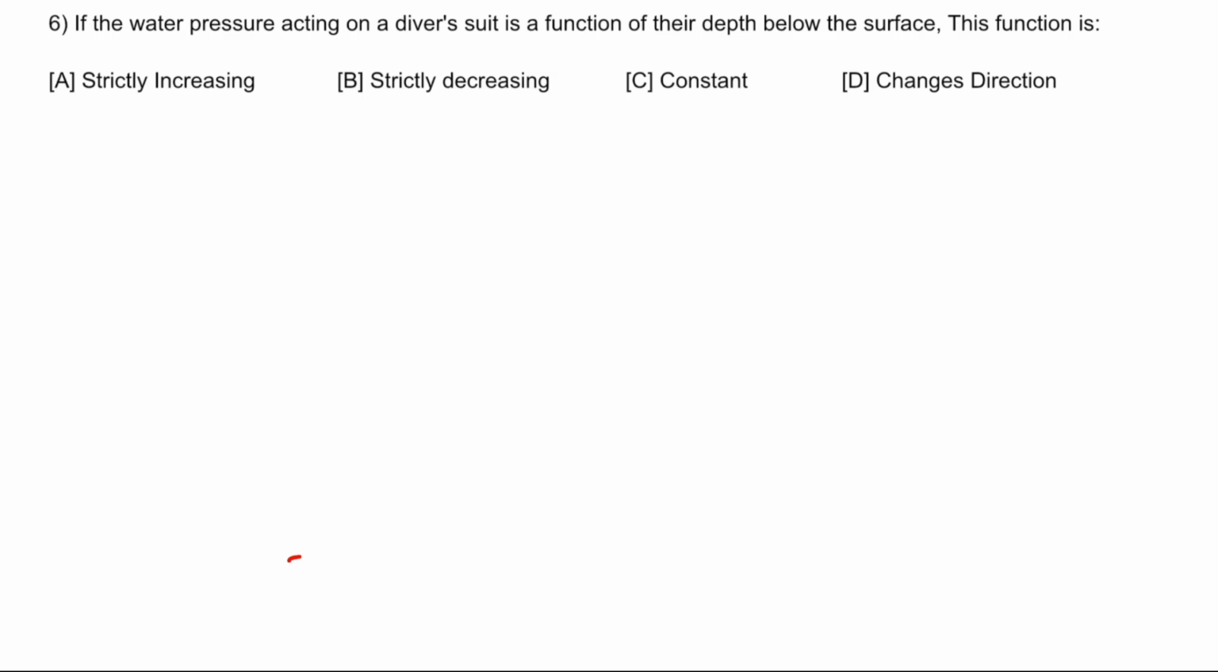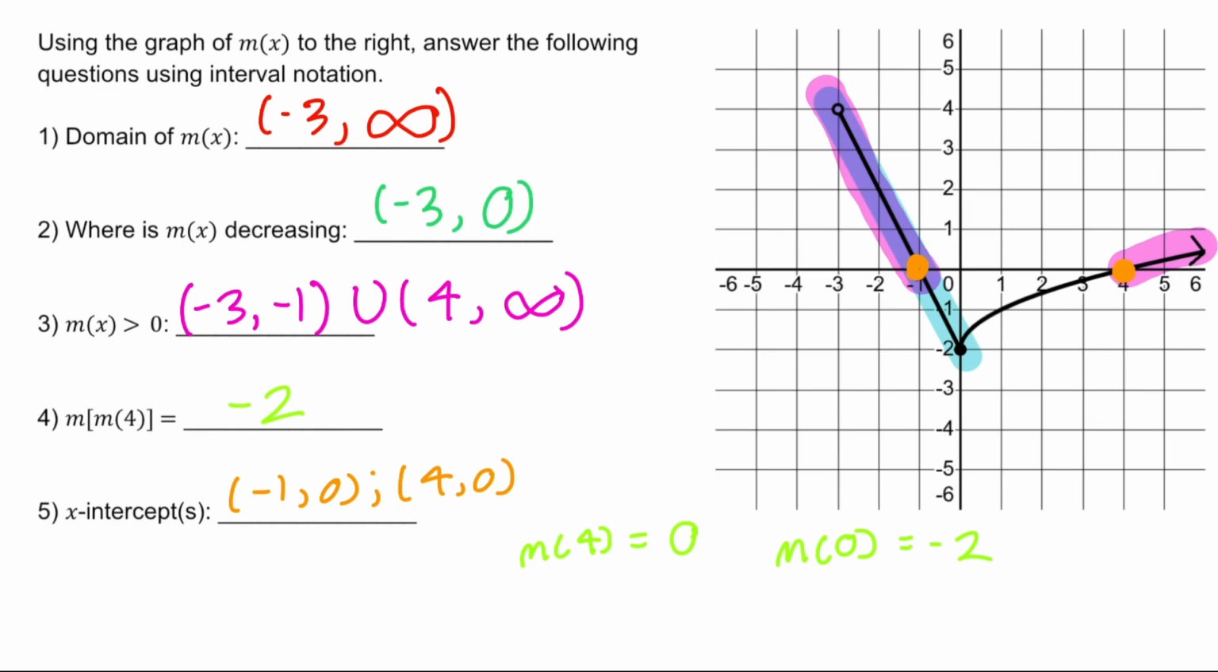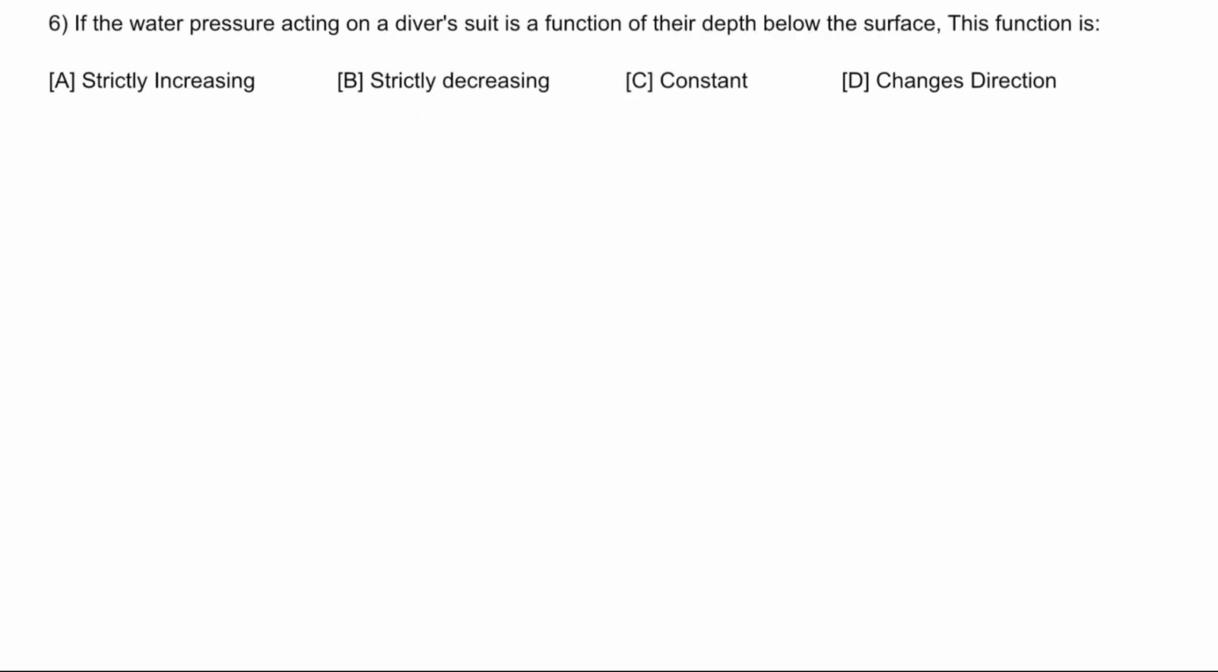Question number 6. If the water pressure acting on a diver's suit is a function of their depth below the surface, is this function strictly increasing, strictly decreasing, constant, or does it change direction? So if we recall from this previous problem, number 2 was asking us where we were decreasing, right? That's where we were having a negative slope. So keep that in mind when we're going through this problem.